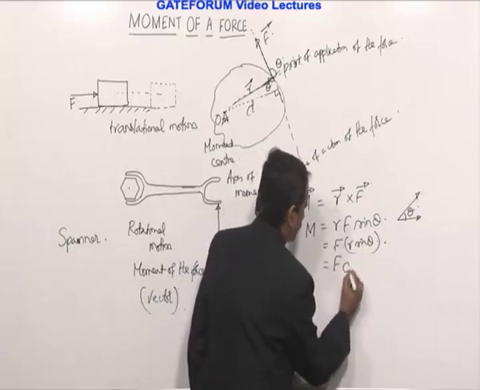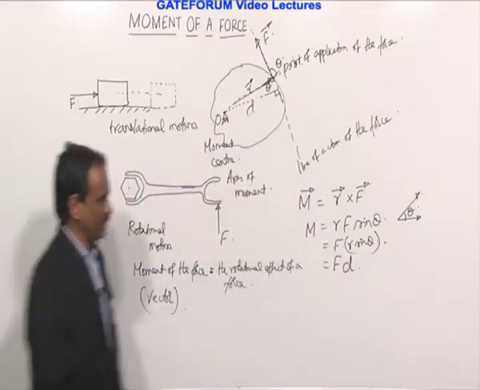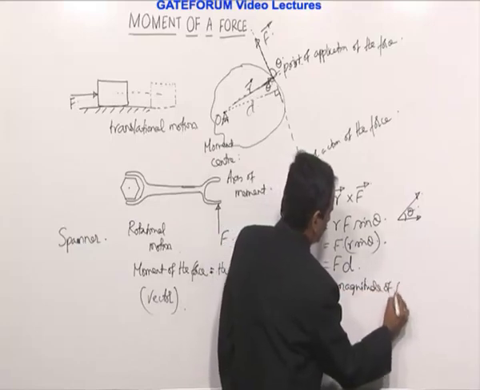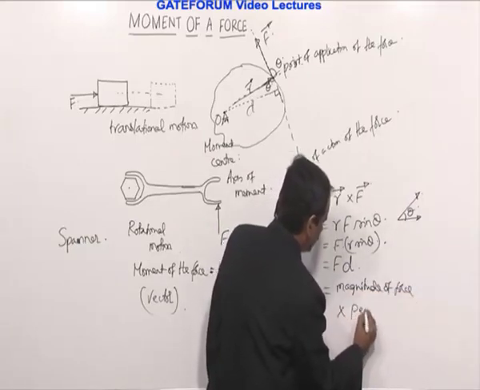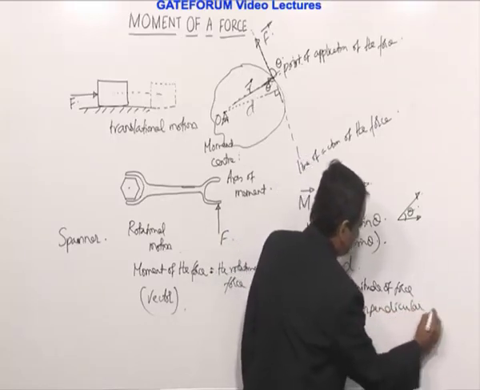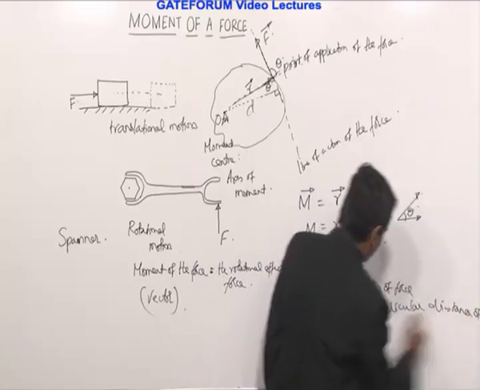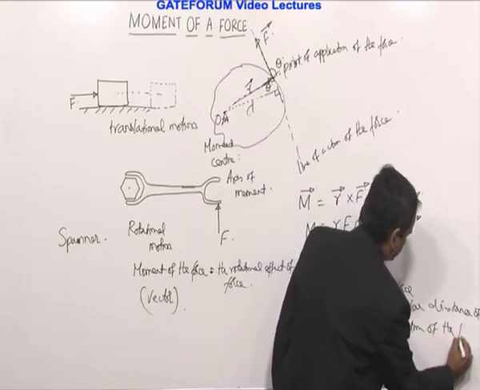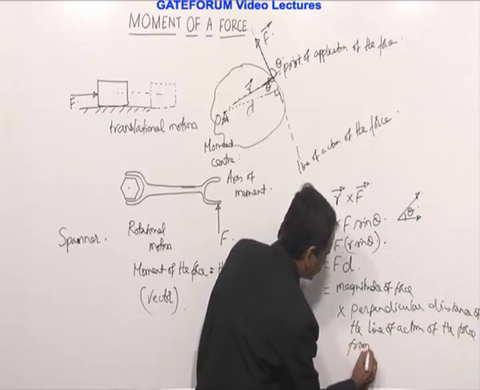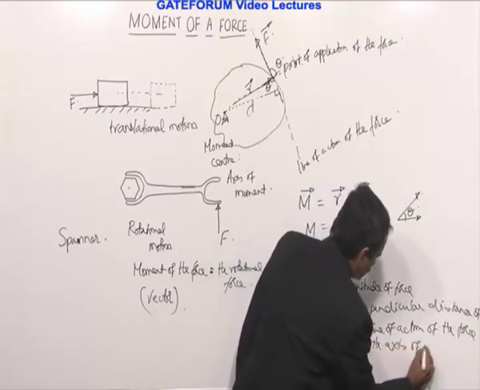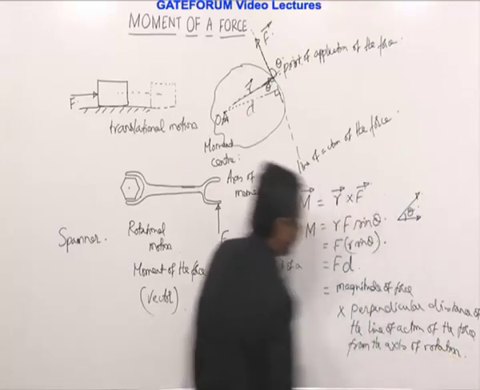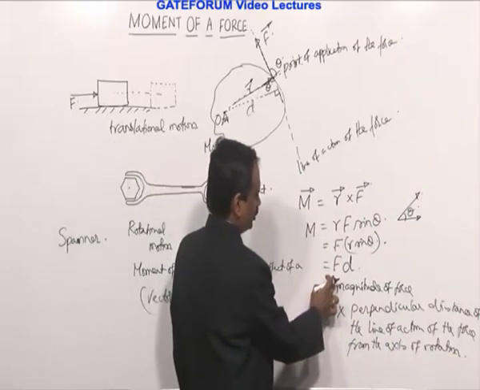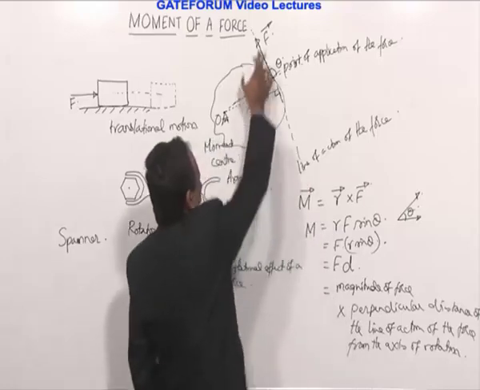So the magnitude of moment of the force is what? F times D. Now what is F? It is nothing but magnitude of force times perpendicular distance of the line of action of the force from the axis of rotation. This is what we define as the magnitude of the moment. F is magnitude of the force, and D is the perpendicular distance of the line of action of the force from this one.